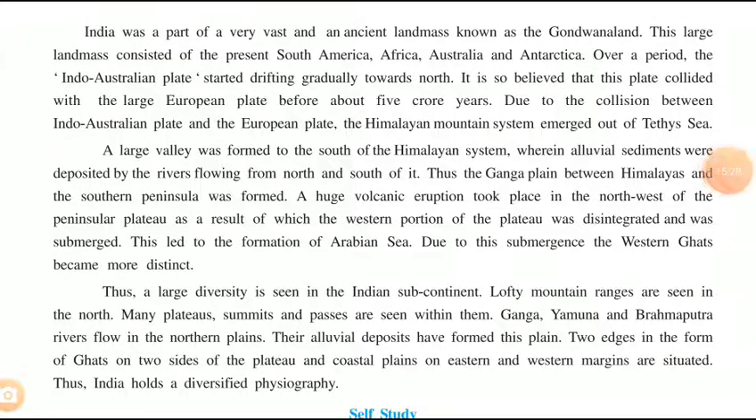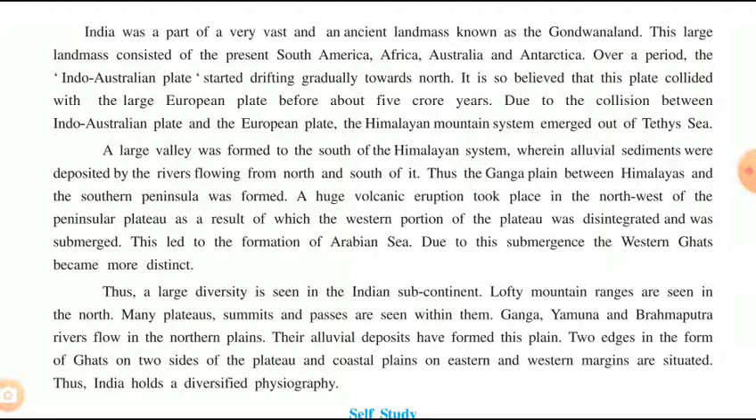Some geographical ancient history. India was part of a very vast ancient landmass known as Gondwana. This landmass consisted of present South America, Africa, Australia, and Antarctica. But with the passage of time, the Indo-Australian plate started drifting towards the north, and because of that, at present we have the Himalayan mountain range that emerged out of the Tethys Sea. So this is one example of convergent plates.